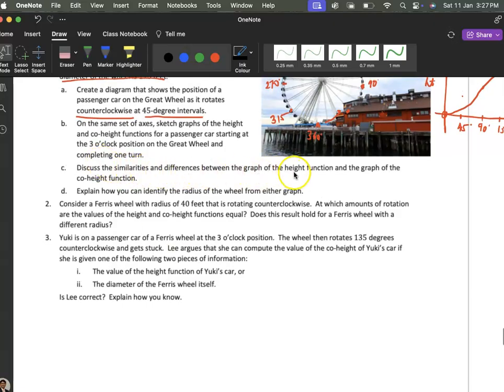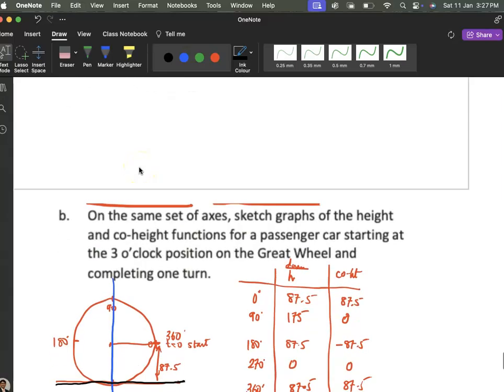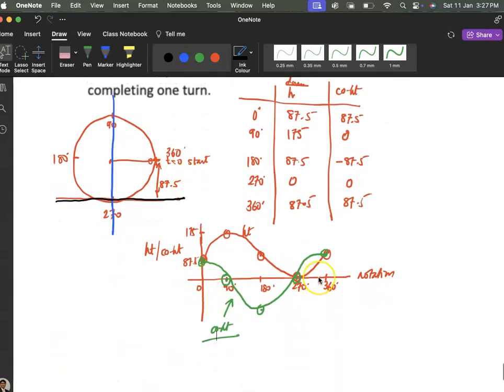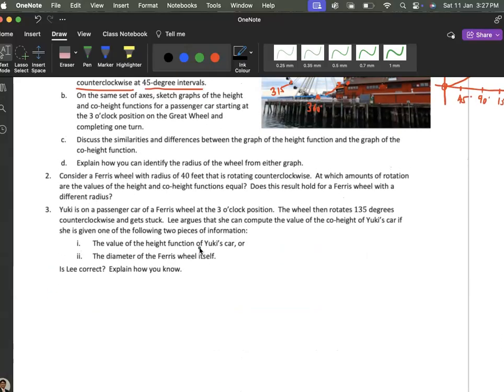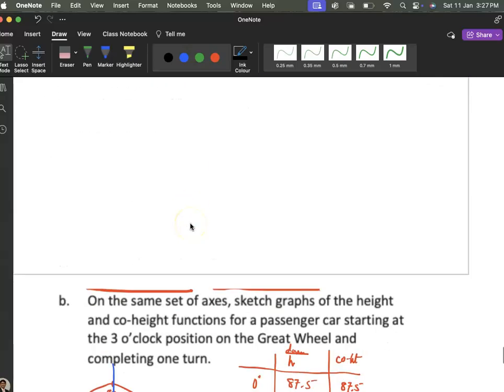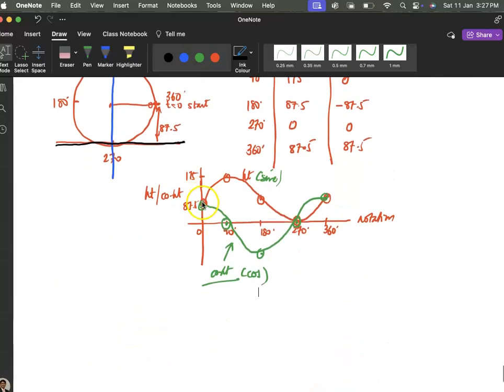Discuss the similarity and differences between the graph of the height function and the graph of the co-height function. So both of them have a period of 360. The height function resembles a sine graph, and this co-height will resemble the cos graph. This is your sine graph. So if you do sine of any function, it will look like this, and the cosine will look like this, it starts from maximum. This is what the graphs are. You can also say that your height function starts from the midway, goes to maximum, and then you can describe in words literally what happens.